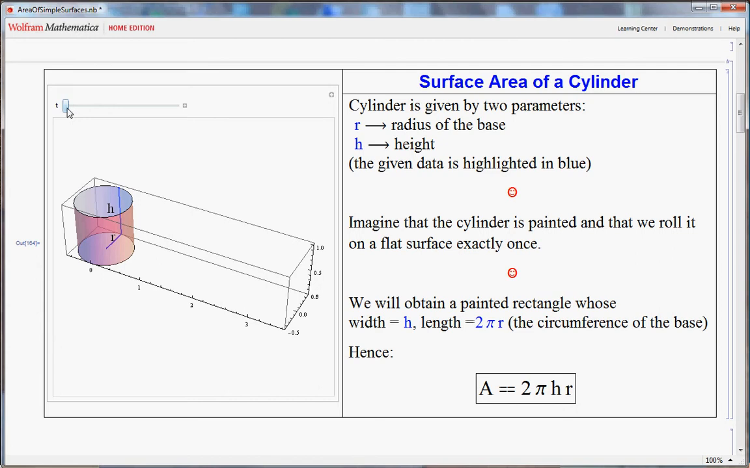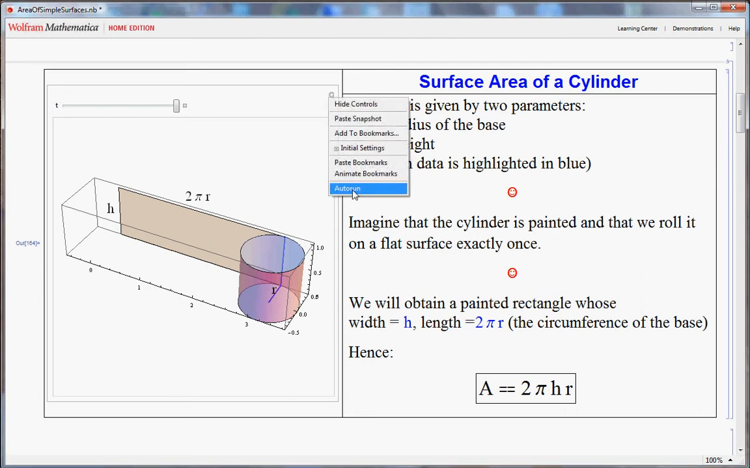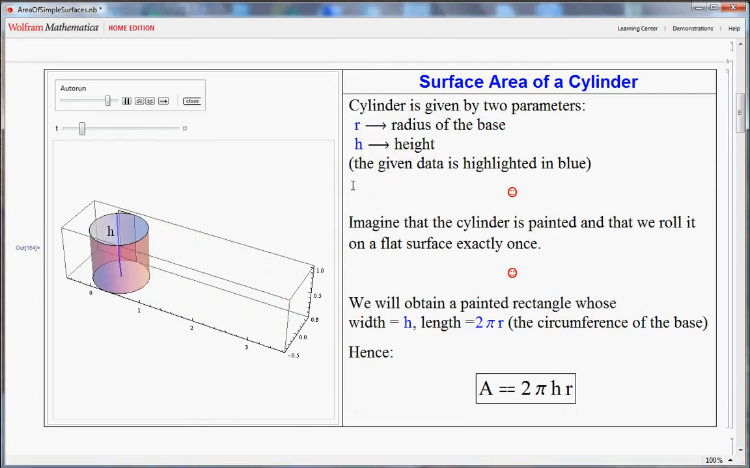So let's roll this cylinder, say, on a wall, and you will see that after precisely one revolution we will obtain a rectangle whose area is exactly the same as the area of the original cylinder. So the question is, what are the dimensions of this rectangle? Well, its width will be equal to the height of the cylinder, of course, and the rectangle's length will be equal to the circumference of the cylinder. Now, the circumference of the cylinder is equal to 2 pi r because it is a circle of radius r.